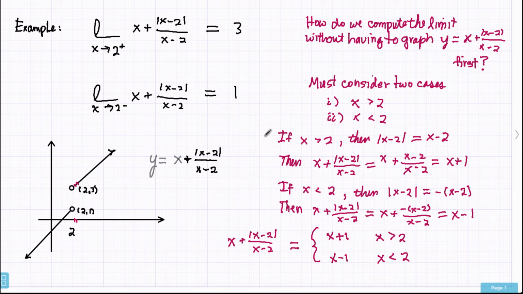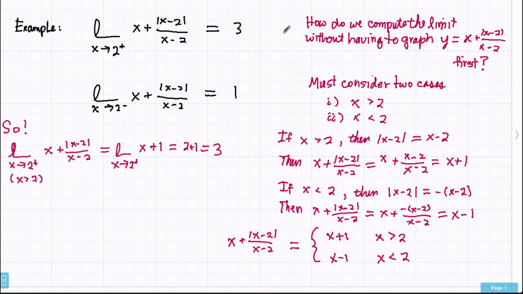The standard way to sum up these results is to note that this formula needs to be dealt with in cases. In the case where x is bigger than 2, the result from the formula is going to give us an x plus 1. In the case that x is less than 2, then the result from the formula is going to be x minus 1. Now we don't need to graph.